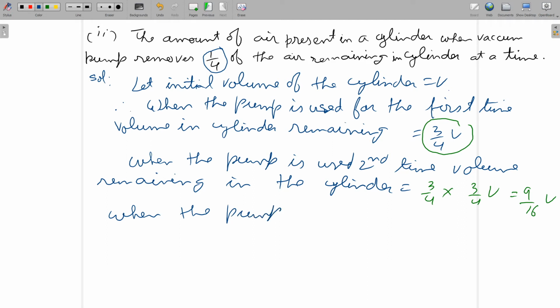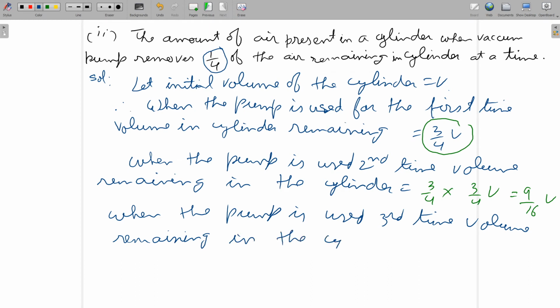Similarly, again, when the pump is used the third time, in that case, how much volume will remain in the cylinder?